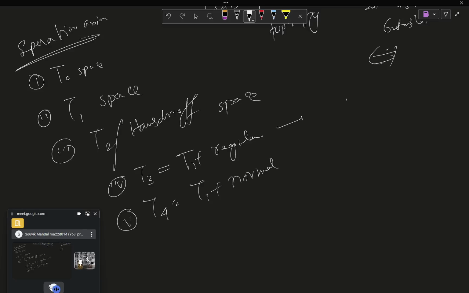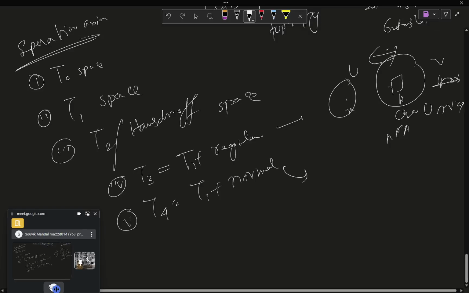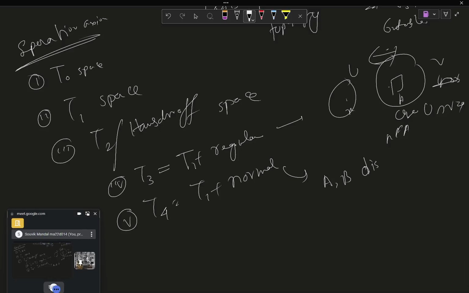Regular means if we take any point x and any closed set, and x doesn't belong to this set, then there are an open set U and an open set V, disjoint, containing them. And normal means if A and B are disjoint closed sets, then there exist open sets U containing A and V containing B such that U intersection V is equal to empty. Okay, so this is normality.